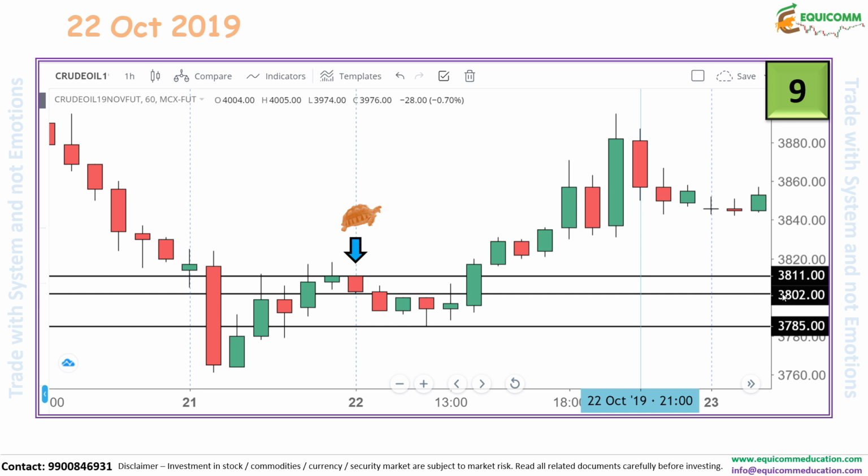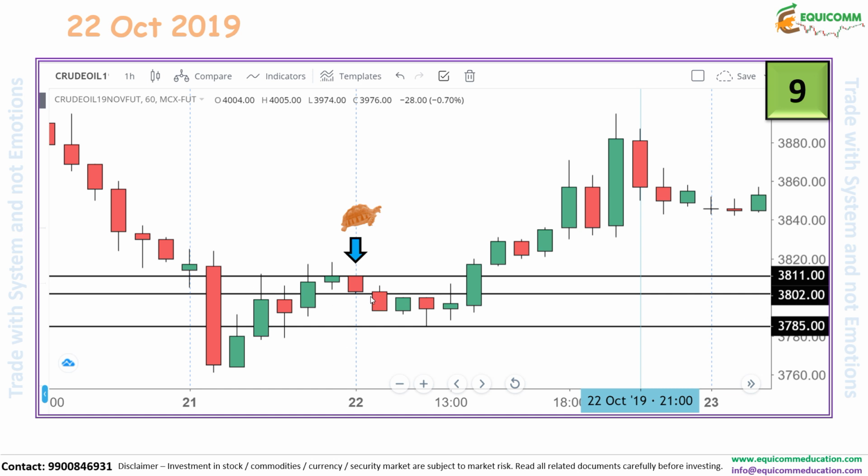What rate will we sell at? We will sell at 3,801 rupees. What would be our target? Target is here. We can see it is a 9 point, 10 point target. So 3,791 was the target, and the target is achieved here.